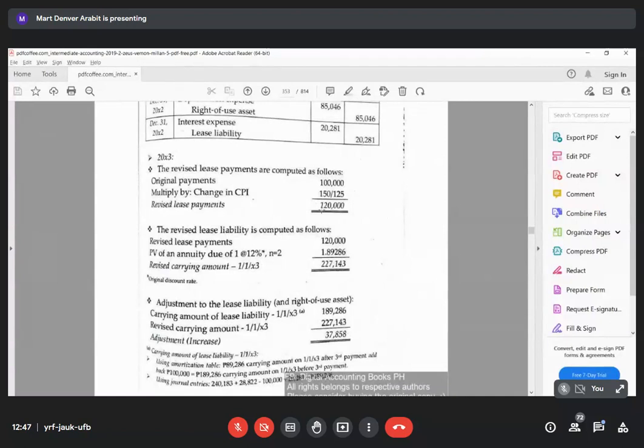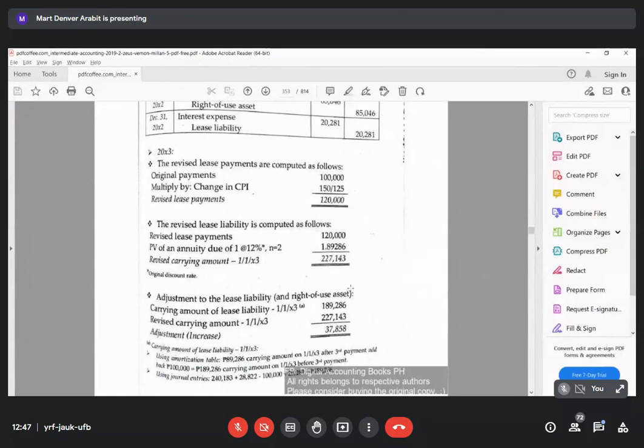Okay. So, question. This 227, the 100,000 is still included here. So, after we revise, then we deduct the 120,000 here, because it will start the 120,000 lease payment on January 1, 2023. Okay?